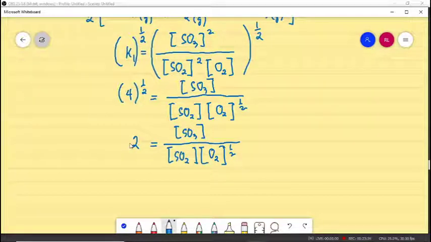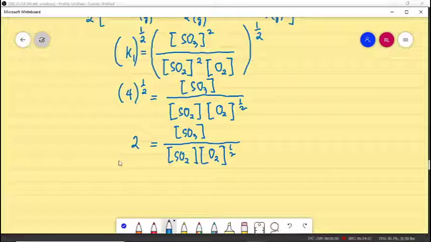Again, if you multiply the equation by a certain number, you have to raise the value of your equilibrium constant to the power equal to that number. But if you divide it by 2, then you have to get the square root of the equilibrium constant. If you divide it by 3, then you have to get the cube root of the equilibrium constant.